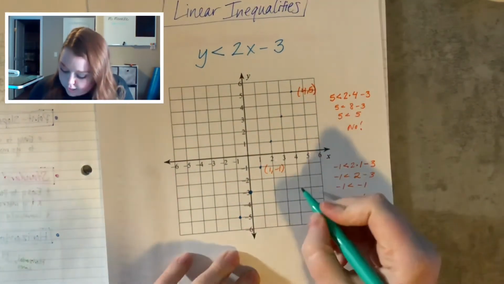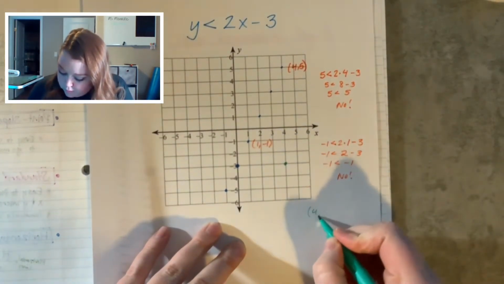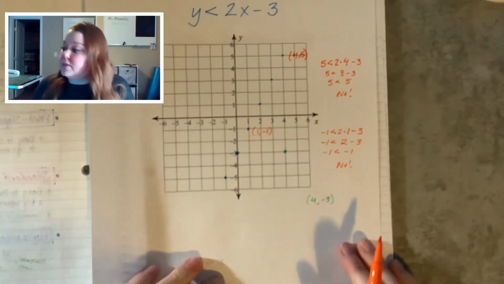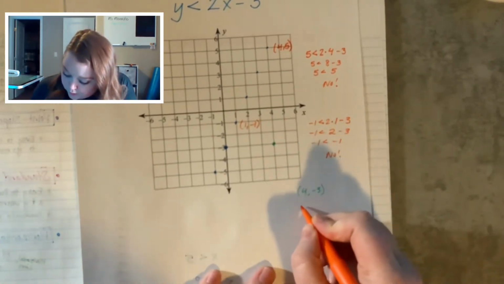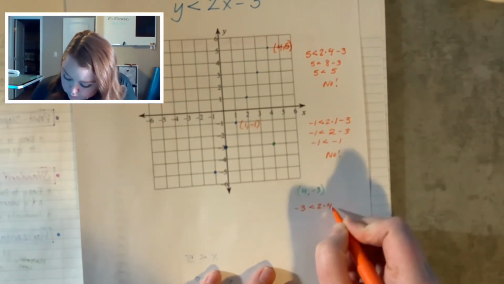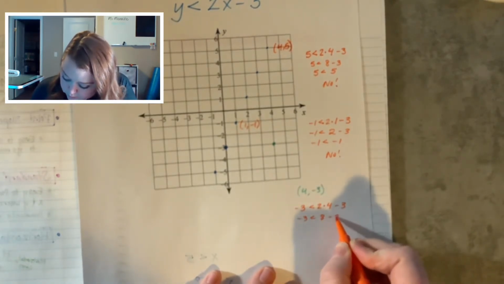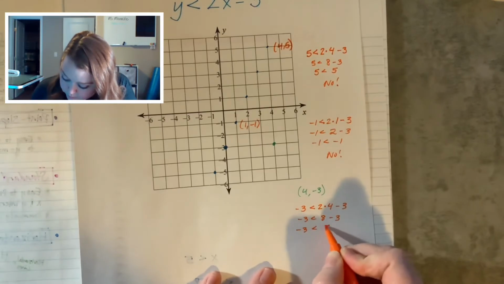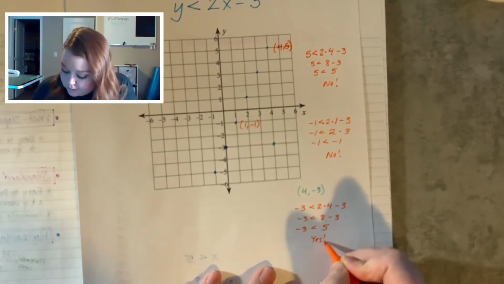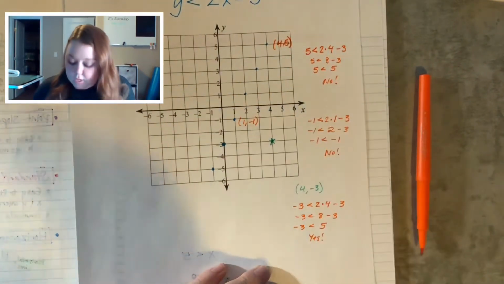Okay, let's try this one. This would be (4, negative 3). So that's what I'm going to test. Let's see if this comes out to be a solution. Okay, so we would put negative 3 in for y. 2 times 4 minus 3. 2 times 4 is 8. 8 minus 3 is 5. Is negative 3 less than 5? Yes. So that point right there is a solution, okay?